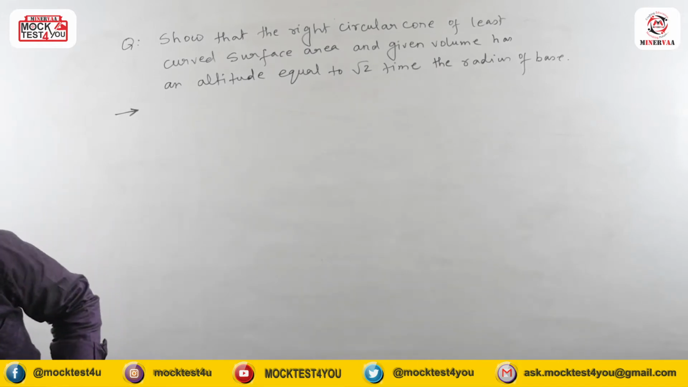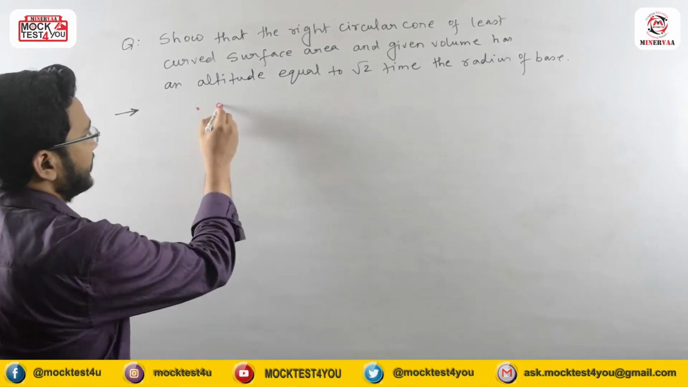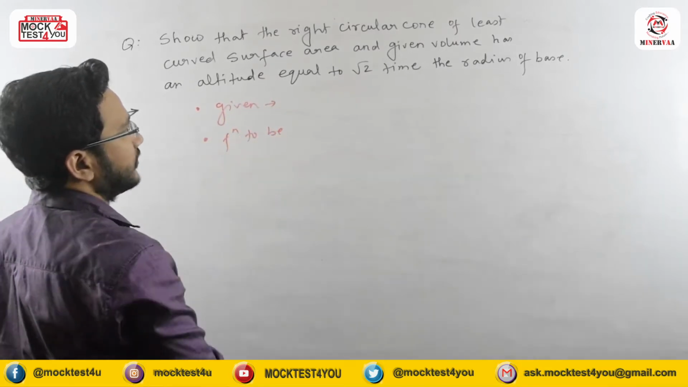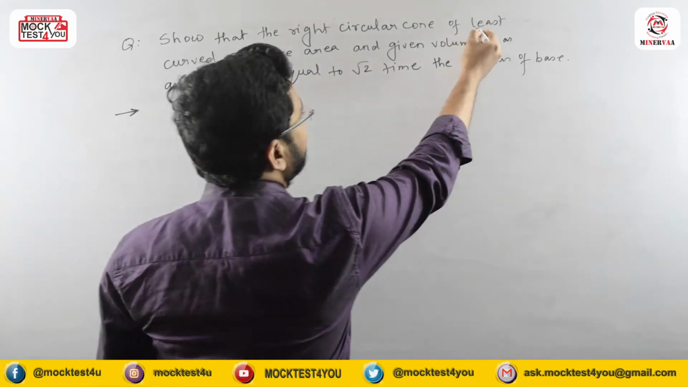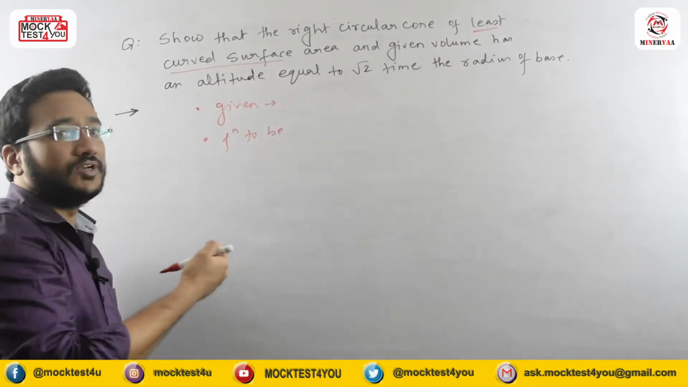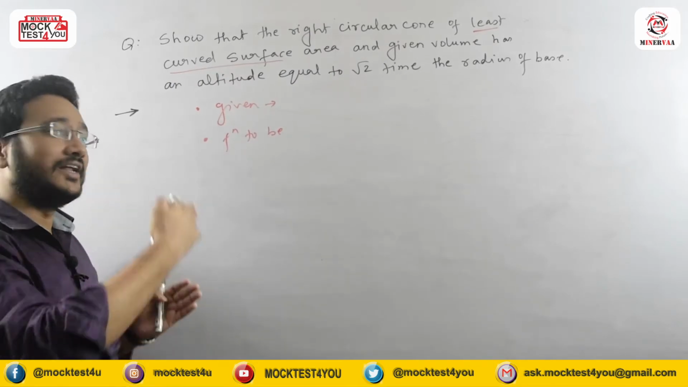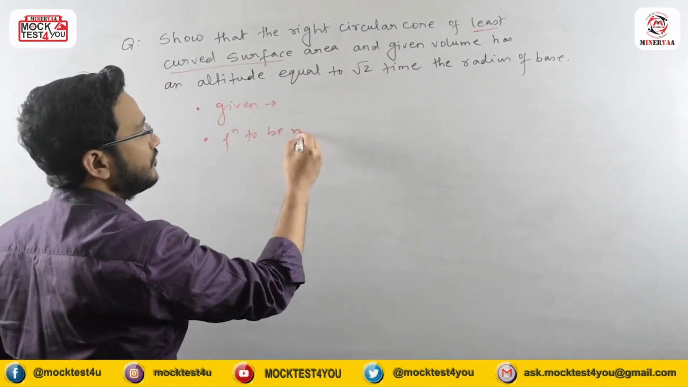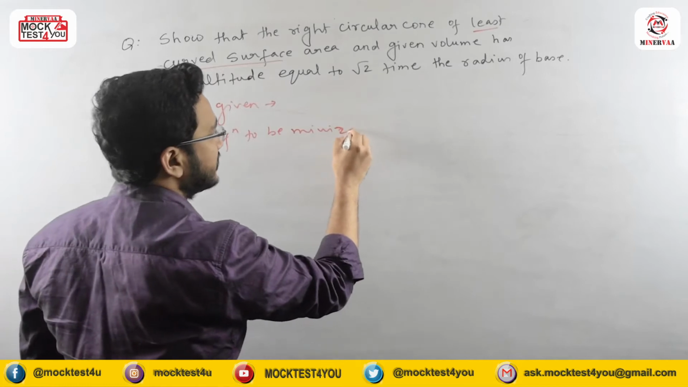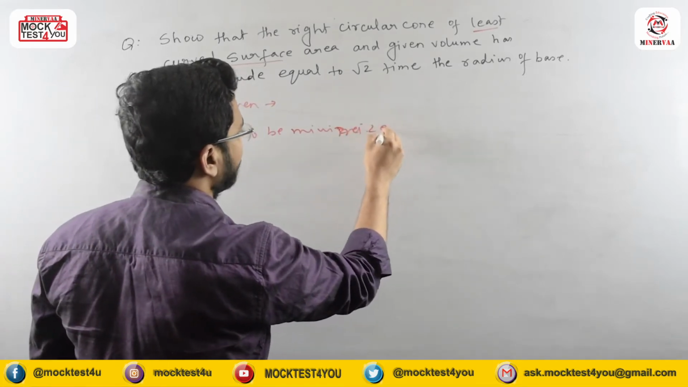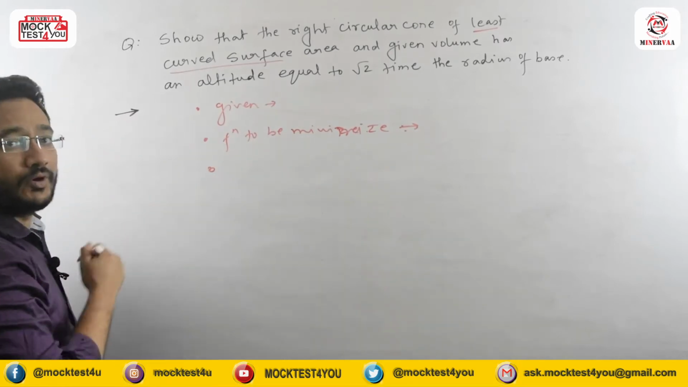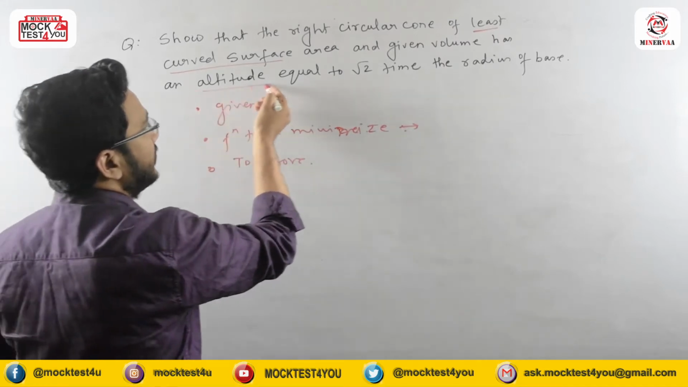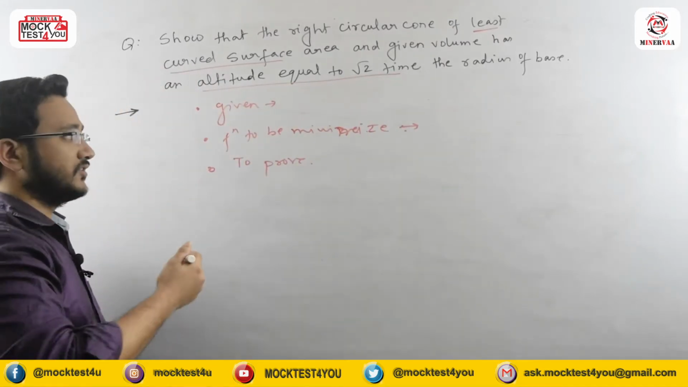Okay, before starting the question, let's write down the 3 things that I've said. What is given here? Function to be maximized or minimized. Here, what you have to do? Least curved surface area. Whenever terms like maximum or least are used, that will indicate whether you have to maximize the function or minimize it. Here least means you have to minimize the function. Then next, what you have to prove or what you have to find. Here you have to prove something. What you have to prove? Altitude is equal to √2 times the radius of the base. Okay, this is what you have to prove.